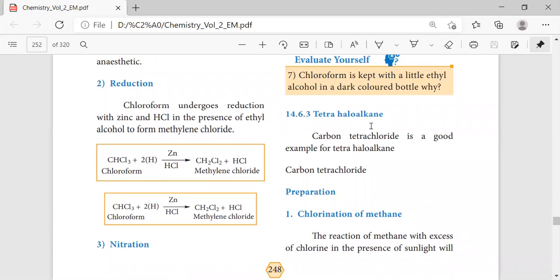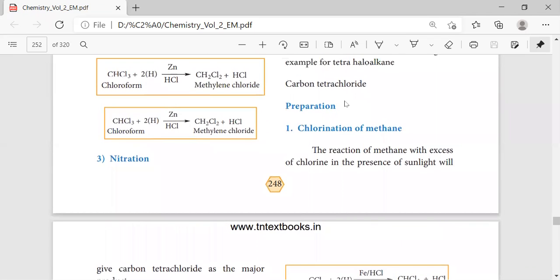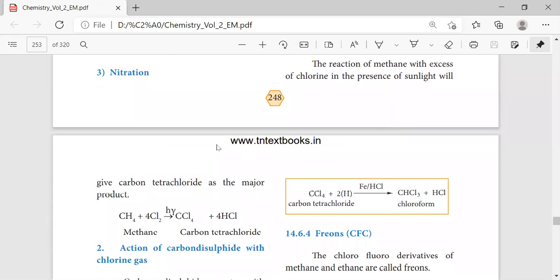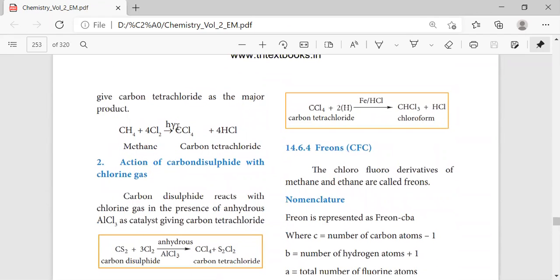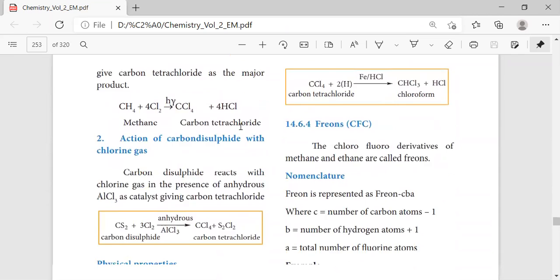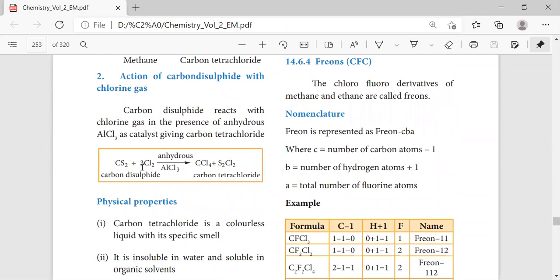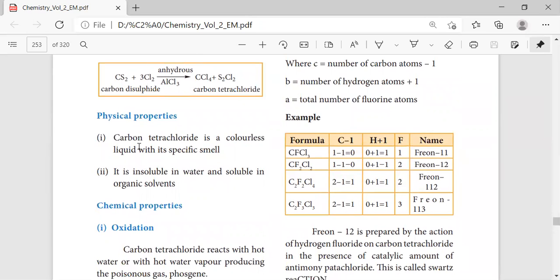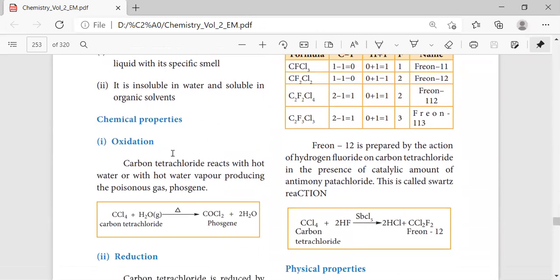Okay. Now comes tetrahaloalkane. Here in tetrahaloalkane, a good example is carbon tetrachloride. Now, in chlorination of methane along with chlorine in the presence of ethylene, it forms CCl4 with HCl, and then carbon disulfide reacts with chlorine to form CCl4 along with S2Cl2. Now comes physical properties. It is a colorless liquid with a specific smell, and it is insoluble in water but soluble in organic solvents.